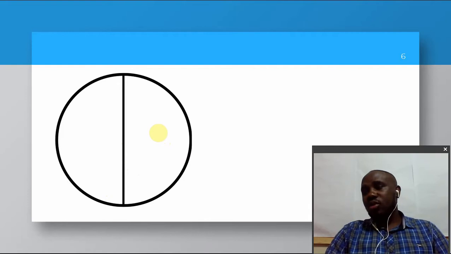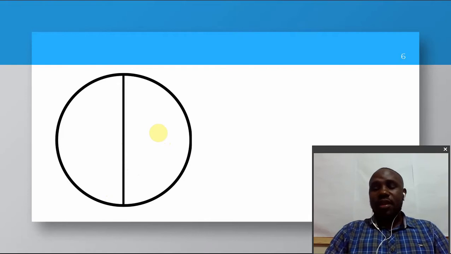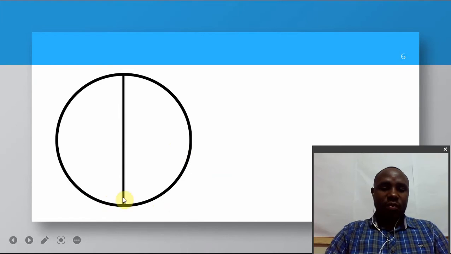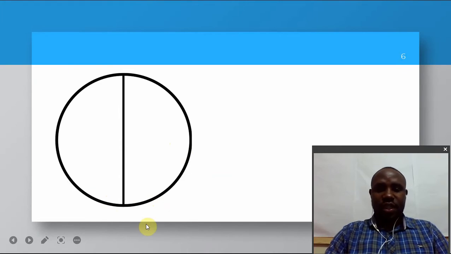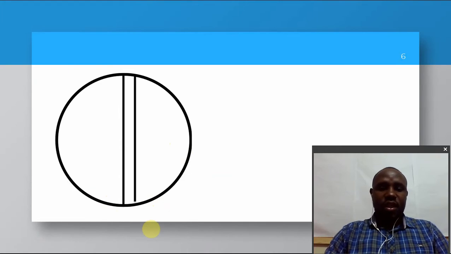I'm going now to shade the fraction. I'm going to shade one of it. After shading one of it, then I will know. Let's shade together. Okay, you see.